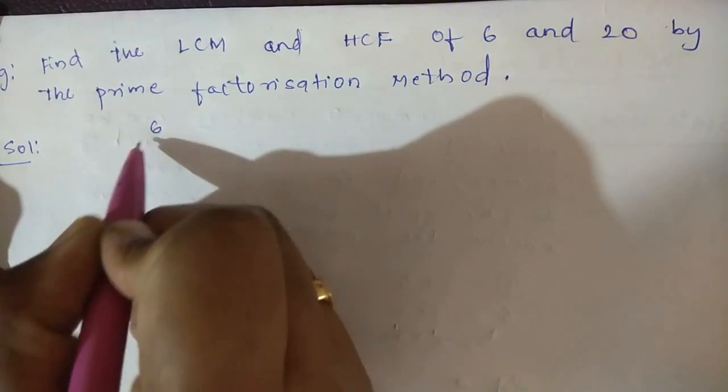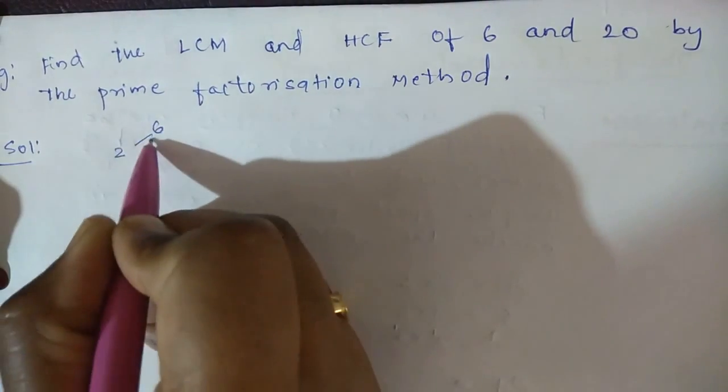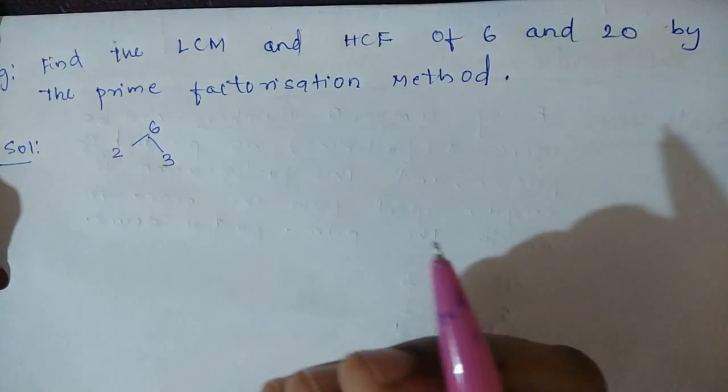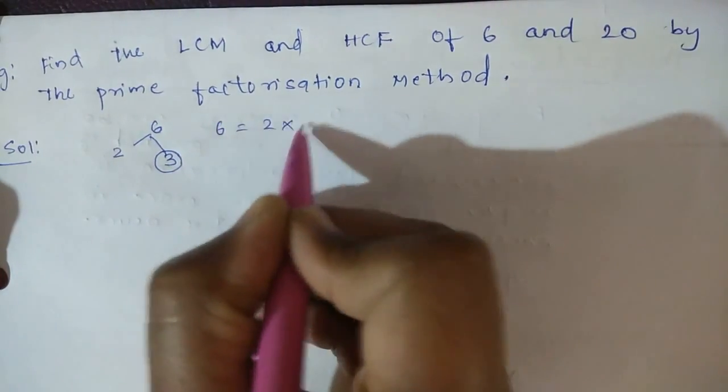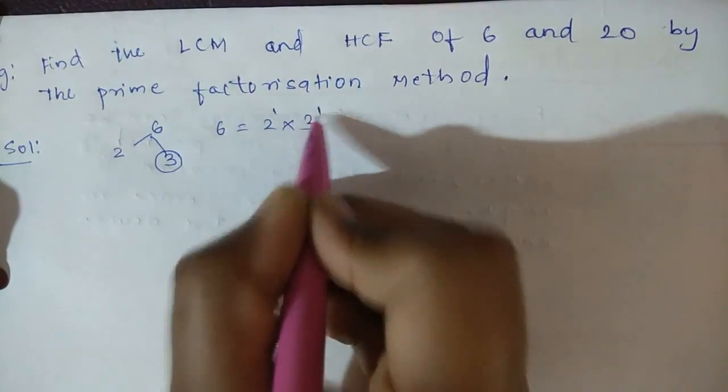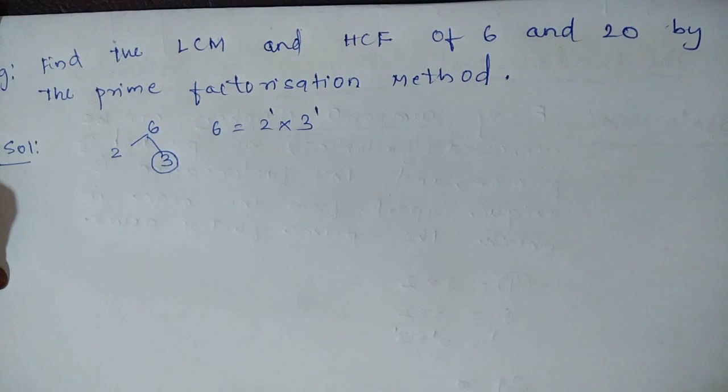Okay, so 6, what are the prime factors? When you divide by 2, you will get 3. So we will end with 3. So 6 can be written as 2 into 3. So 6 is written as a product of primes, 2 into 3.